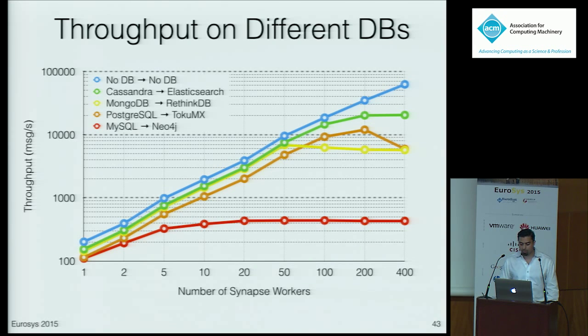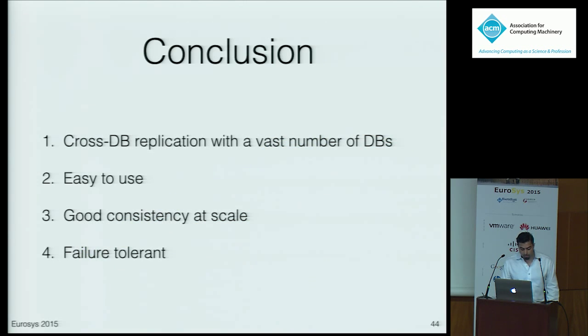As a comparison point, on Twitter, there's an average of 10,000 tweets per second. So Synapse scales well even for large workloads. During our experiment, we also ran the publishers and subscribers on different database engines and saw that Synapse was never a bottleneck. To conclude, Synapse does cross-database replication with a vast number of databases.